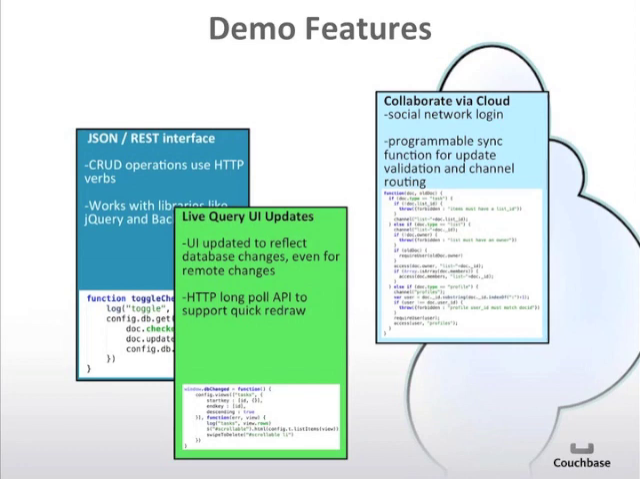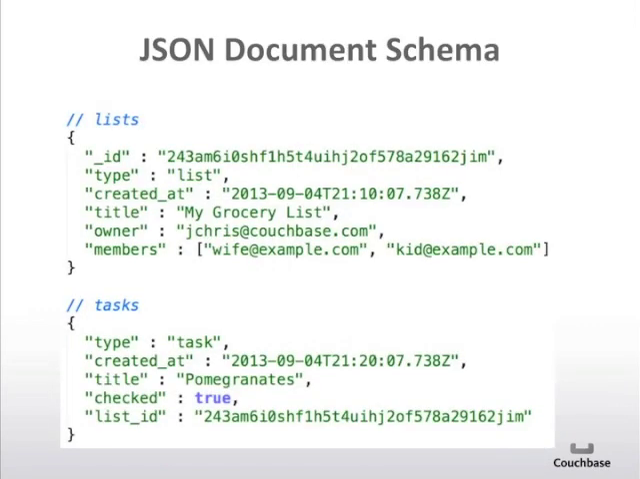Before I pop over to the demo, I'll show you a little sneak preview of the data structures. There are two main data types for the application. There are the lists, and the list can have some members who are allowed to access it. It can have a name. And then there are tasks. The main thing about a task is that it belongs to a list and it can be checked off or not. So let's go manipulate some lists and tasks.